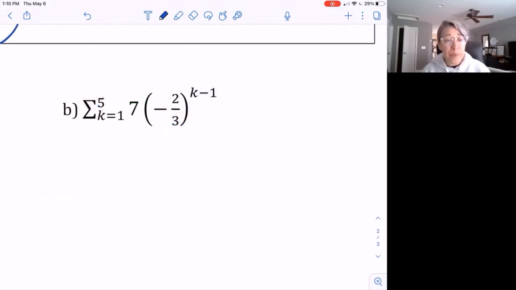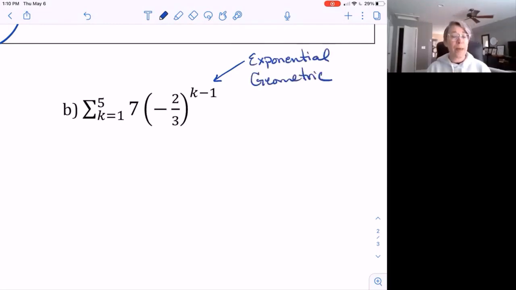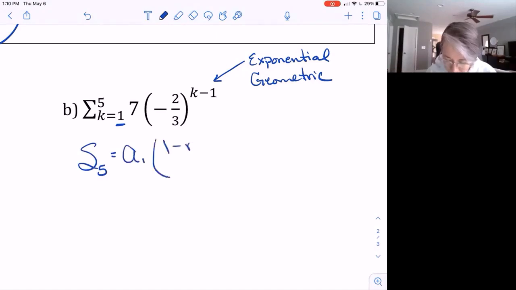So now let's look at B. We can tell by the way the formula looks that this guy's exponential, therefore geometric. And he is already starting with 1. We want S of 5, the partial sum, first 5 terms. So let's write the formula first. A sub 1 times 1 minus r to the nth power divided by 1 minus r.